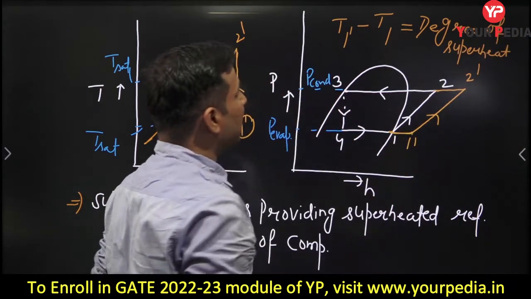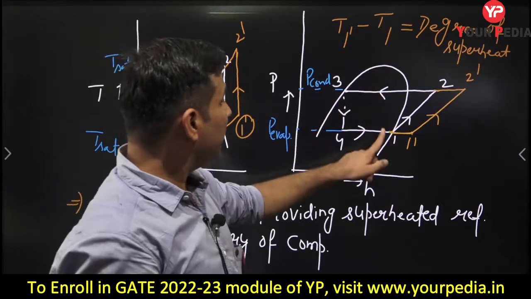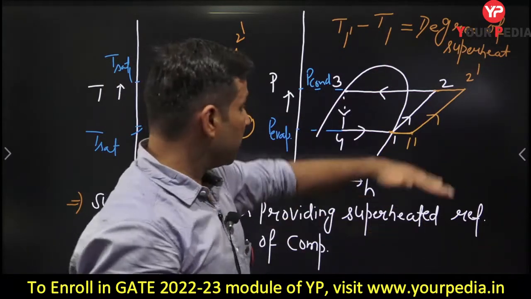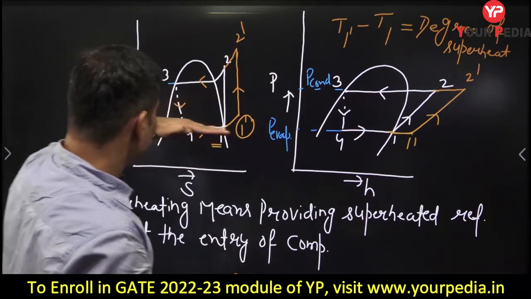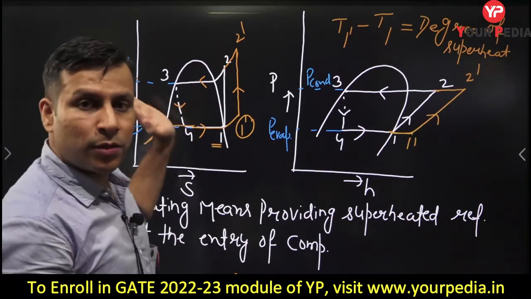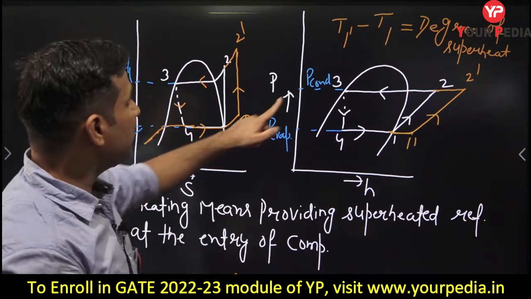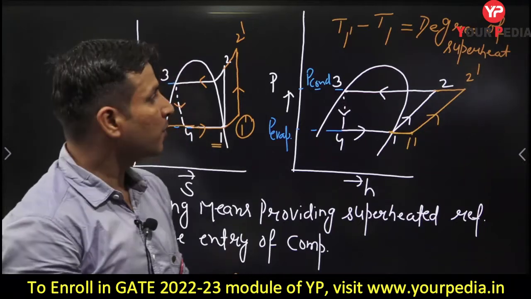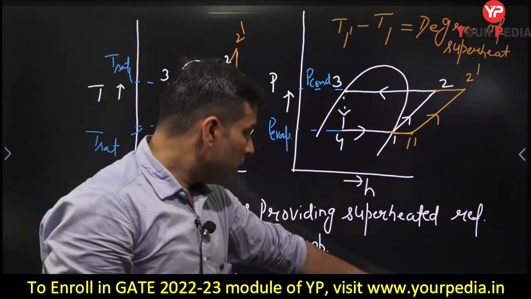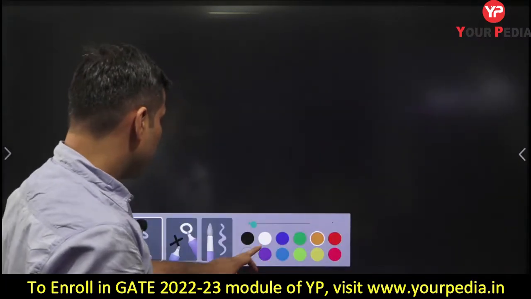Because what is T1 dash? T1 dash is the inlet to the compressor. What is T1? T1 is the saturation temperature in the evaporator, because this is a constant temperature line. T1 equal to T4, that is equal to T evaporator. So T1 dash minus T1 is known as the degree of superheating.